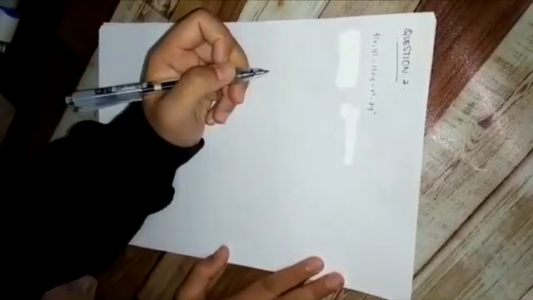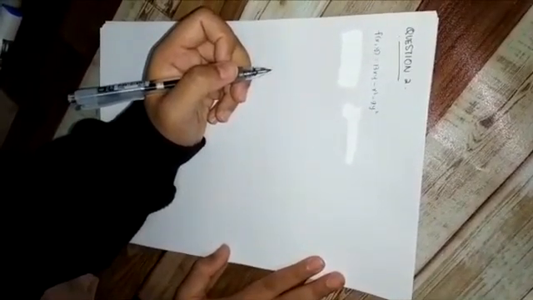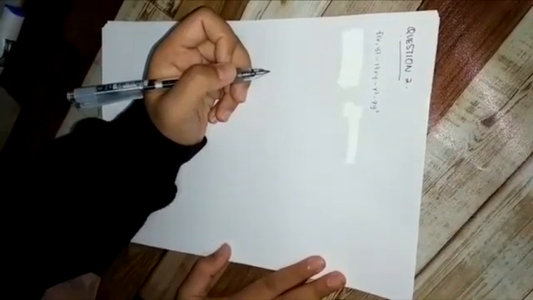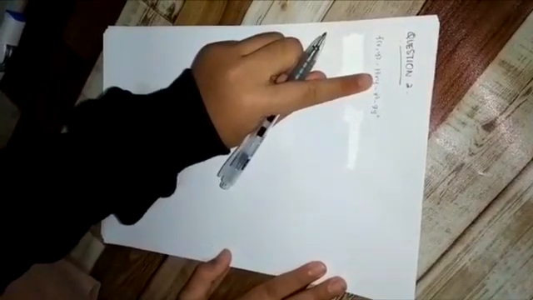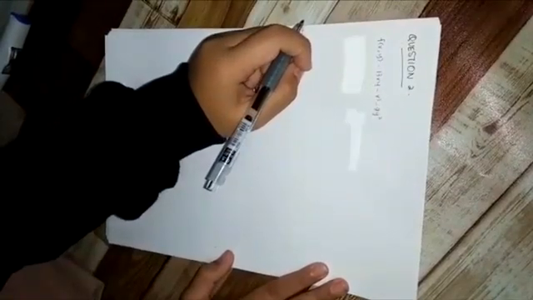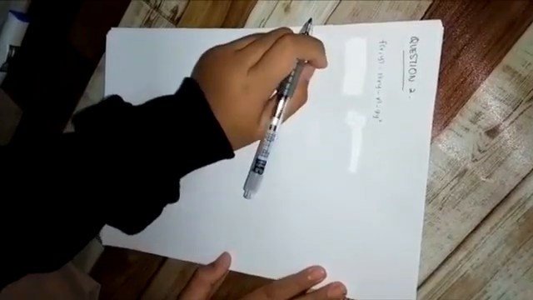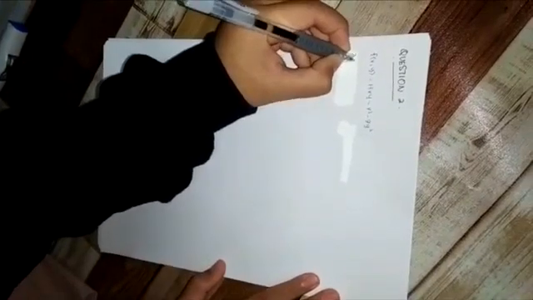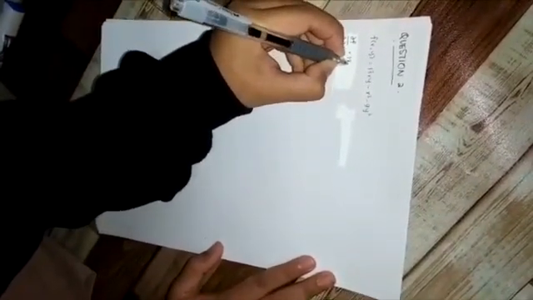Question 2. Determine the local maximum, local minimum, and/or saddle points for the function f(x,y) equals 18xy minus x cubed minus 9y squared. Using unconstrained optimization, we need to find the first order partial derivative with respect to x and y.